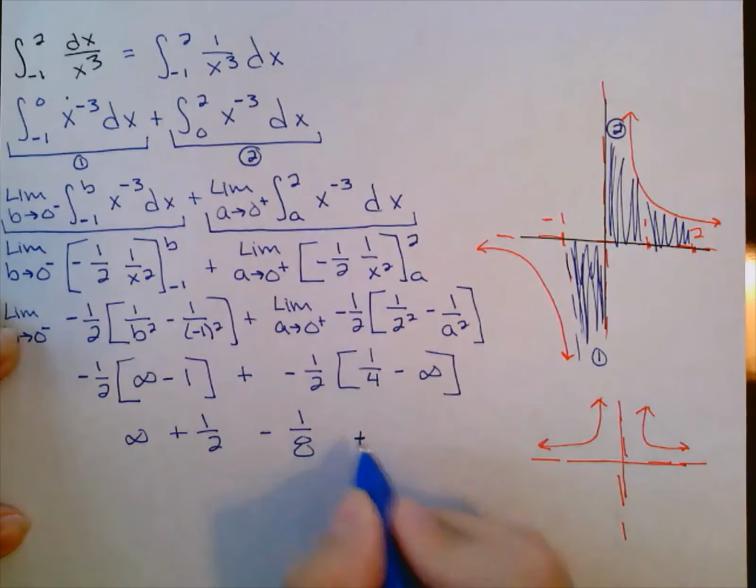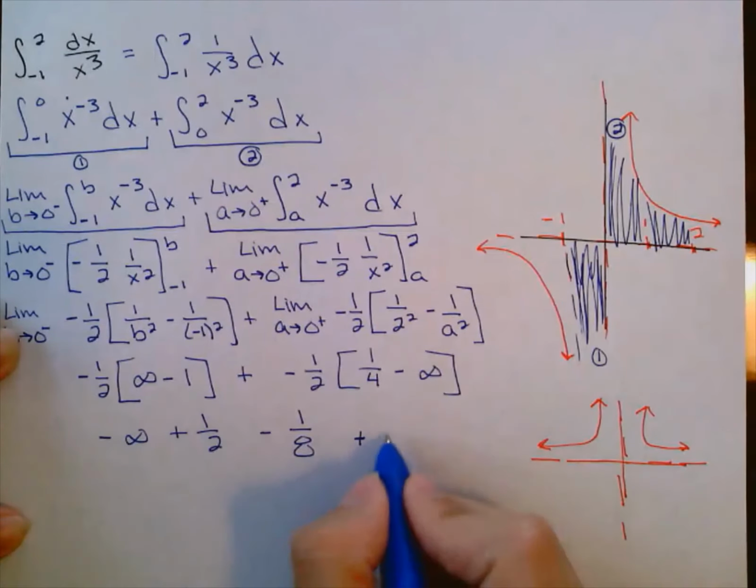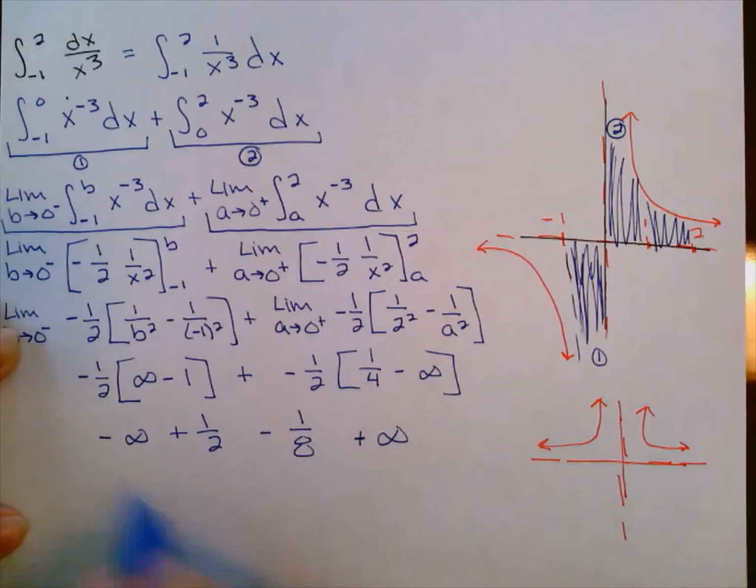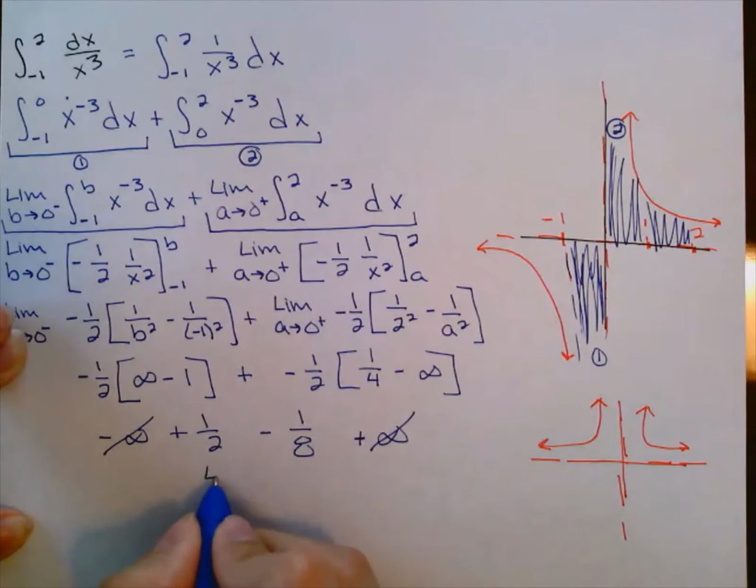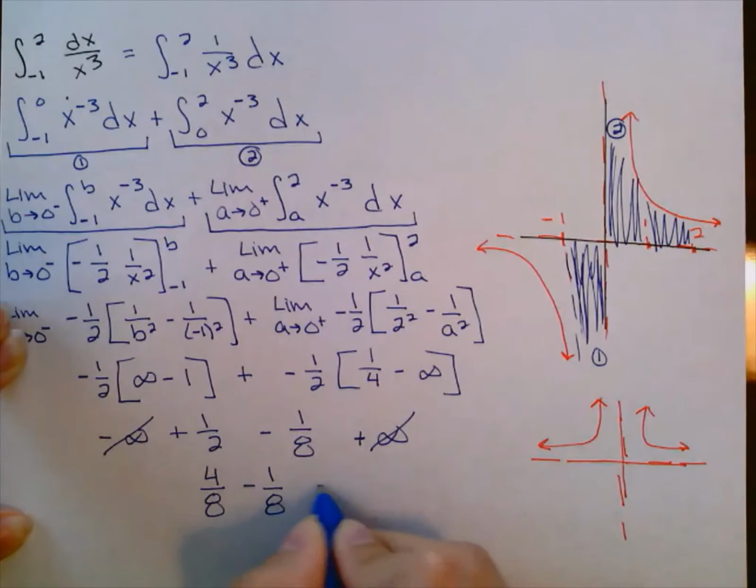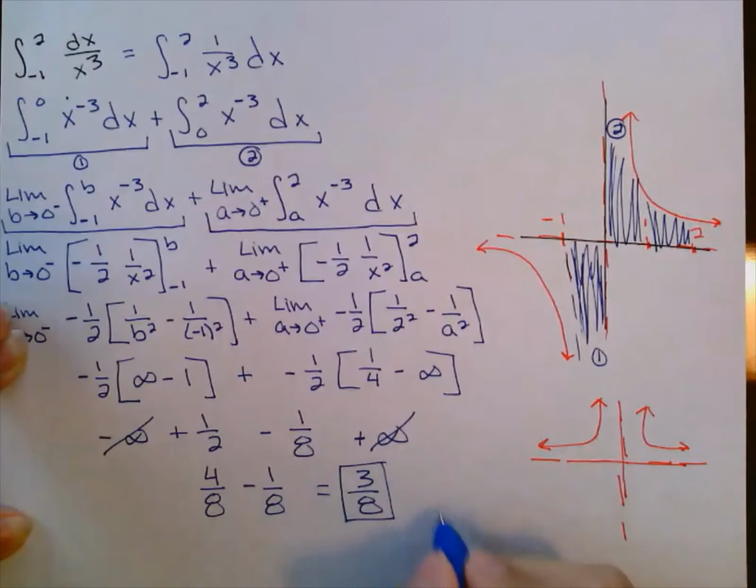Sorry, this one's positive infinity. This one was negative infinity. I'm sorry about that. All right, so a negative infinity and a positive infinity cancel out. Here I just need common denominator. So I'm going to say 4 over 8 minus 1 over 8, which gives me 3 over 8 as my final answer. And this is a number, so it converges.